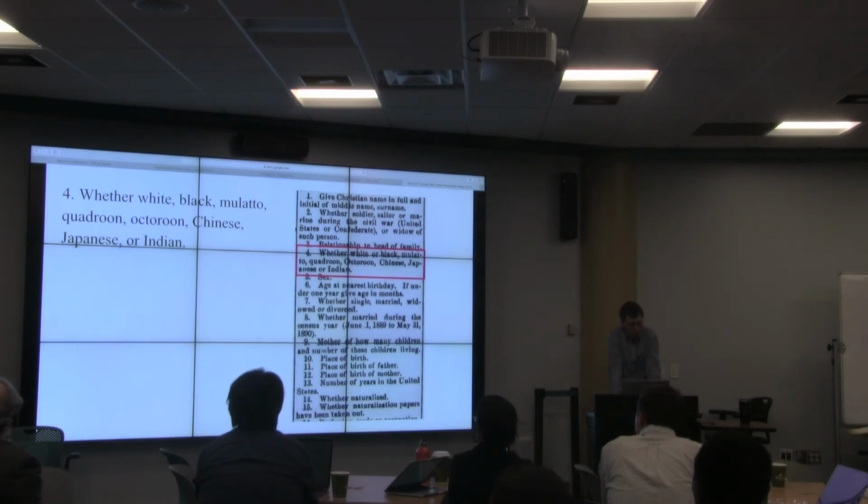Whether white, black, mulatto, quadroon, octoroon, Chinese, Japanese, or Indian. Those were the meaningful racial categories in 1890 as determined by the law that tells the Census Bureau what information to collect. This is the only time these categories are used in the United States Census. And the Pew Research Center and others have traced how these categories have changed and how we ended up with what we have now.